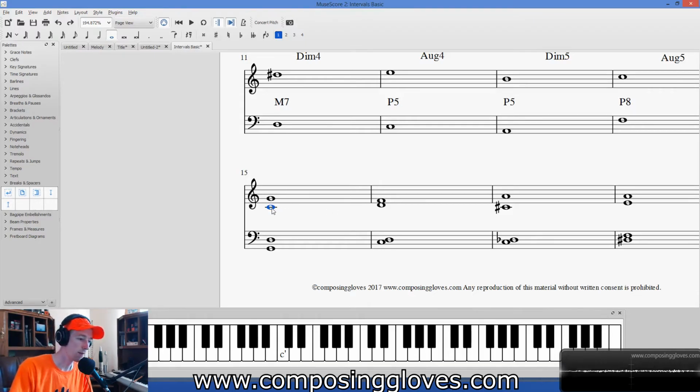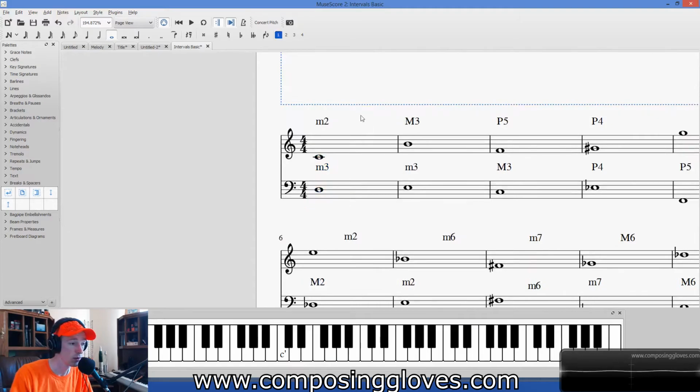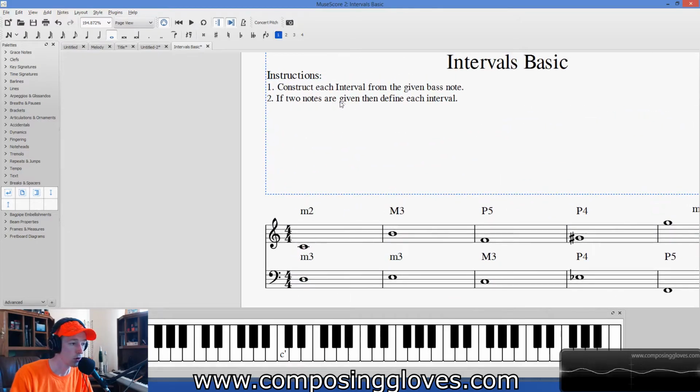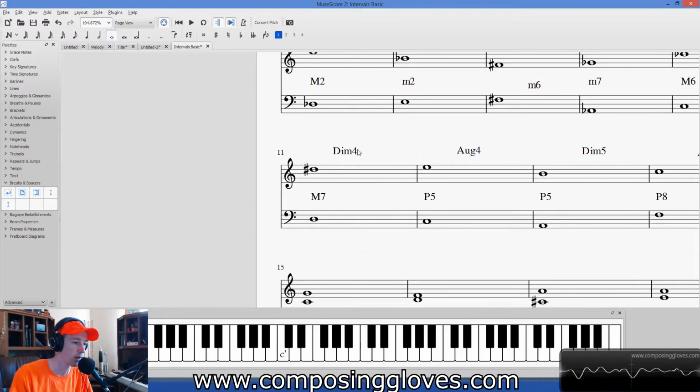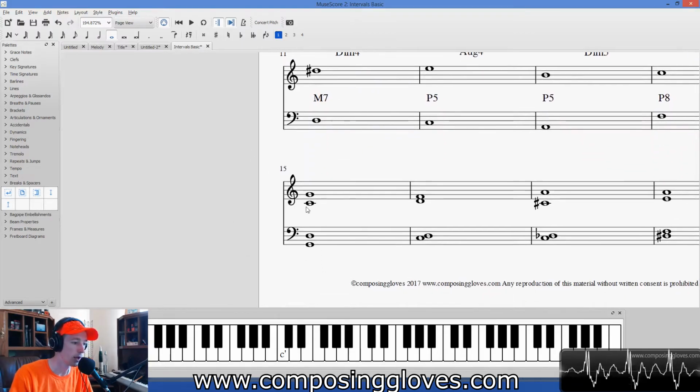So we have here a C to a G. And I am asking you to label: if 2 notes are given, then define the intervals, meaning just write what it is up top. So we say, okay, C to G. First we count. That's how we get the number, right? So we go 1, 2, 3, 4, 5. We say, oh, it's a fifth of some kind. It could be augmented or diminished. It cannot be major or minor. Don't be writing major or minor stuff.